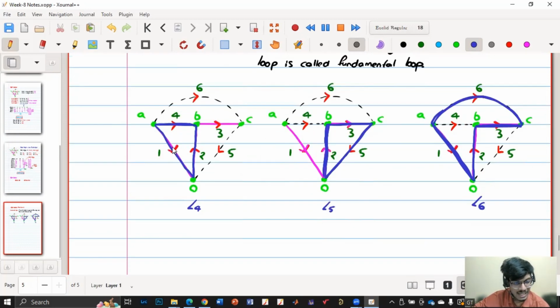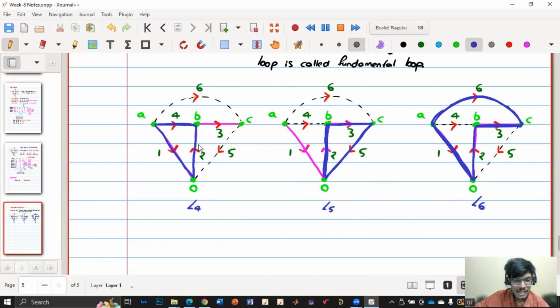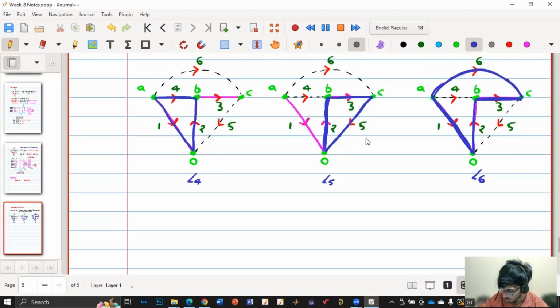So in the case of nodal analysis, we apply KCL. In the case of mesh analysis, we'll apply KVL. In these fundamental loops, you have to remember we'll apply KVL in the fundamental loops. So first we'll apply KVL in loop L4.